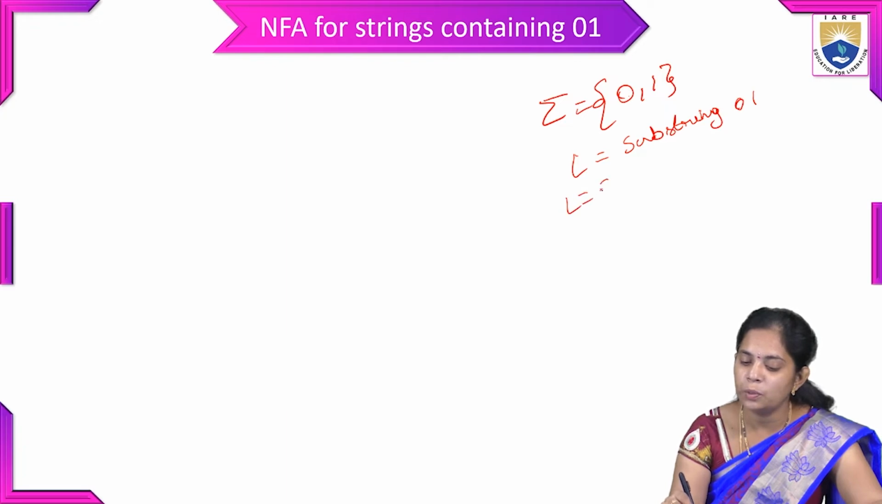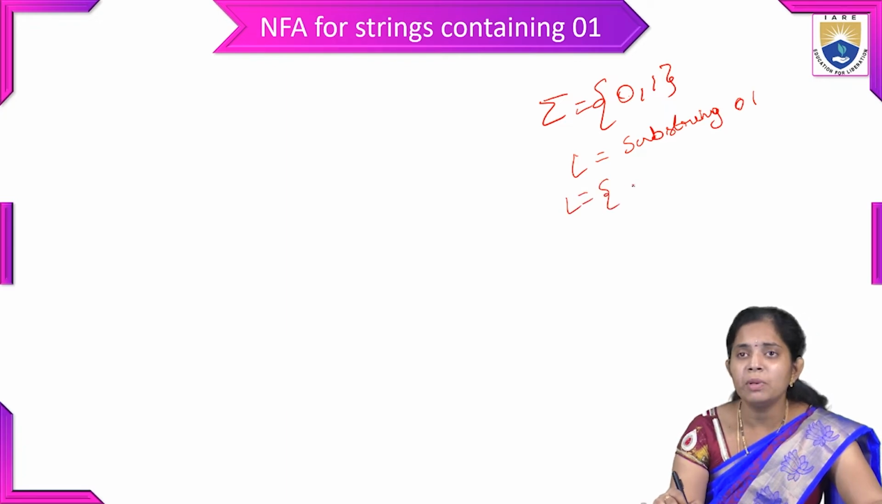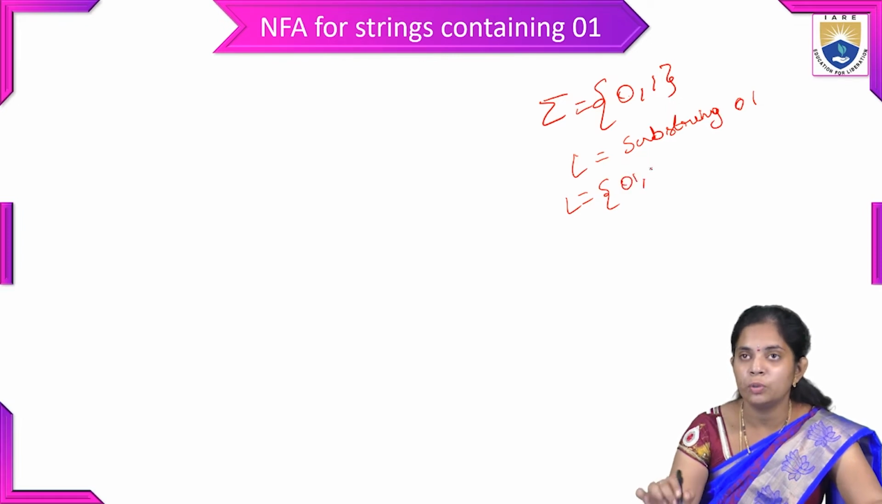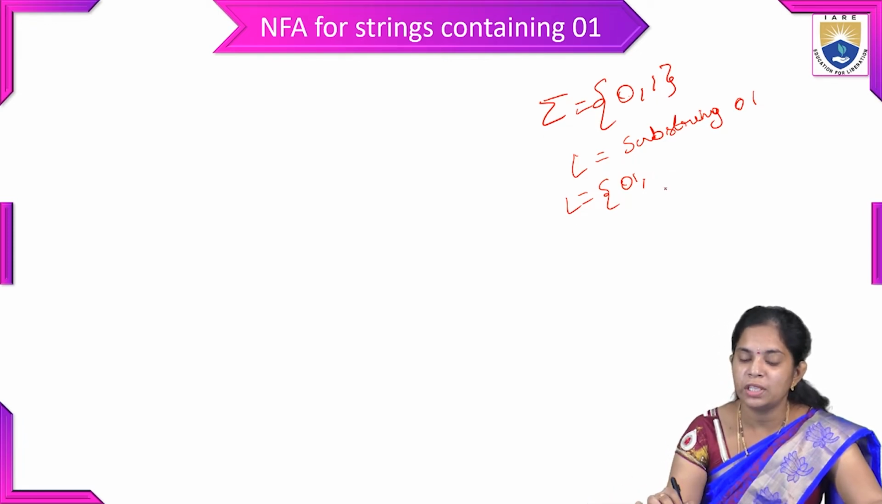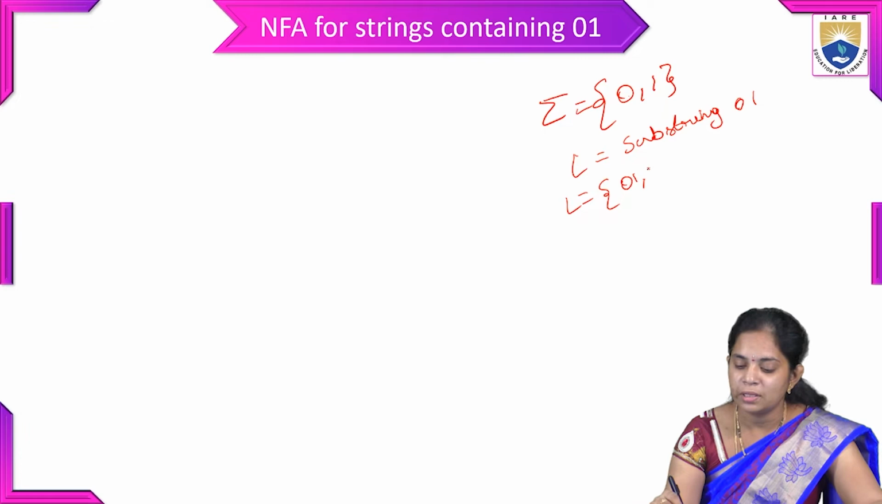The minimum length of this string is 2, that is 0, 1. The condition is that the substring should be 0, 1. So I am initiating with this one, and after that we can add something in between. 0, 1 is the substring, and we can add symbols at the starting or ending.